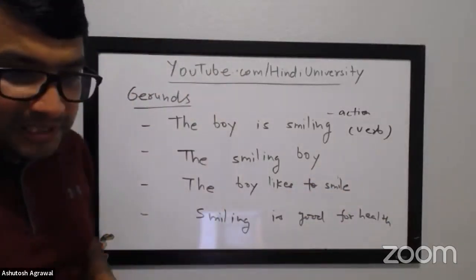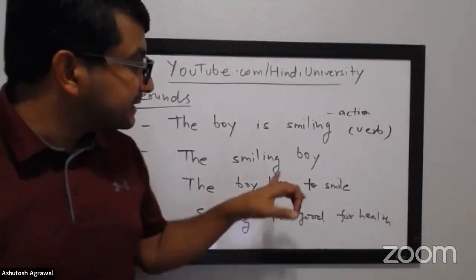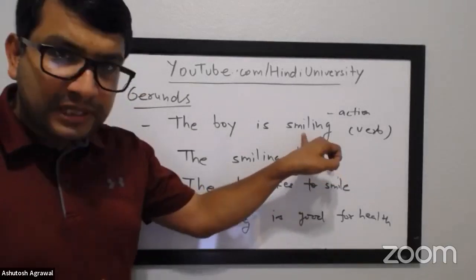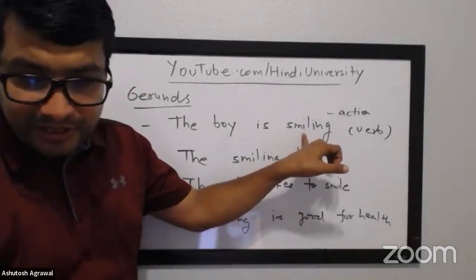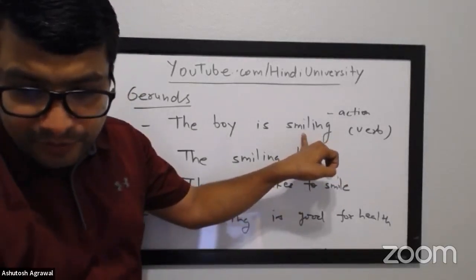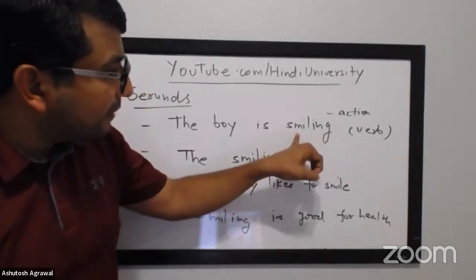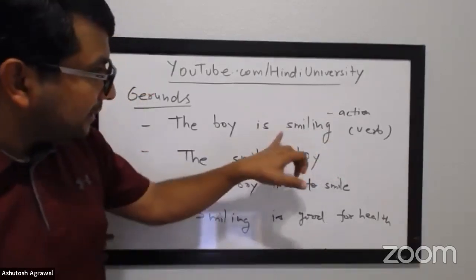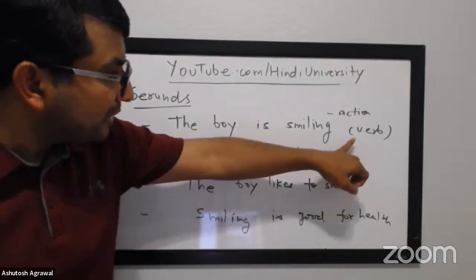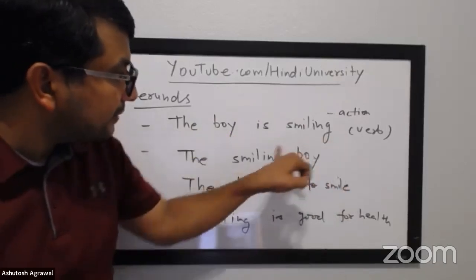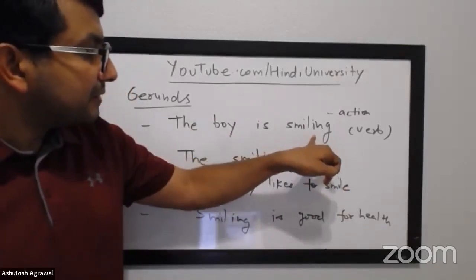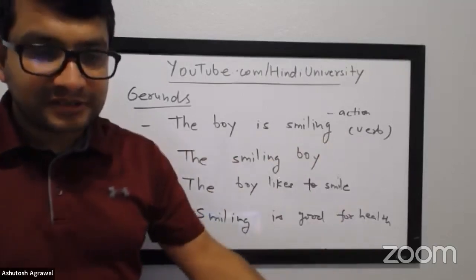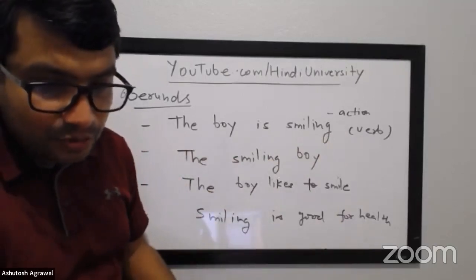Right. Now let's talk about the second one. So I think everyone should be clear here. If anyone has any questions, feel free to tell me. We can go over it again. But I think by going over it, it should be clear that here in the very first sentence, smiling is a verb because it is describing an action. Okay. Let's look at the next one.